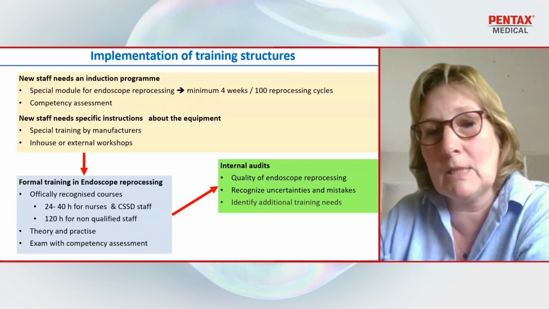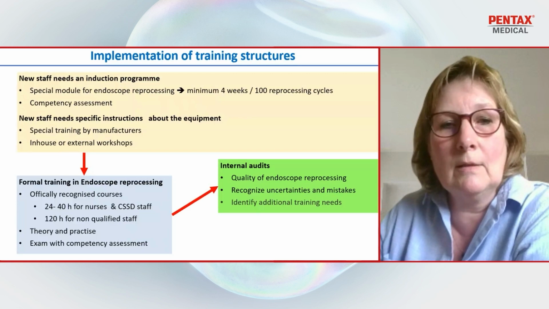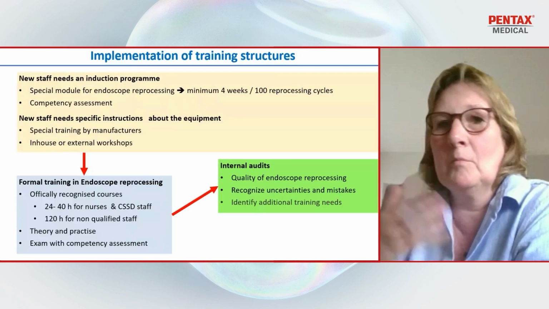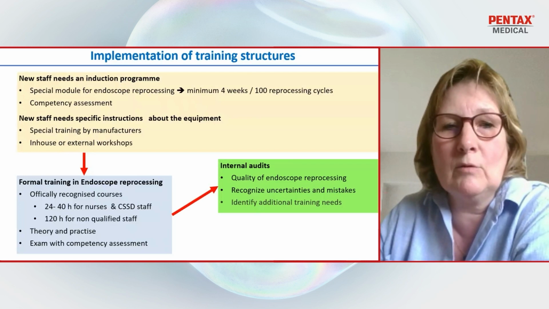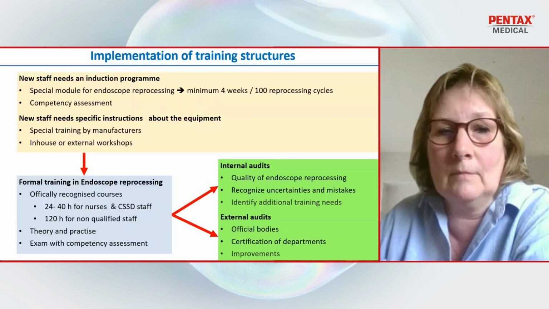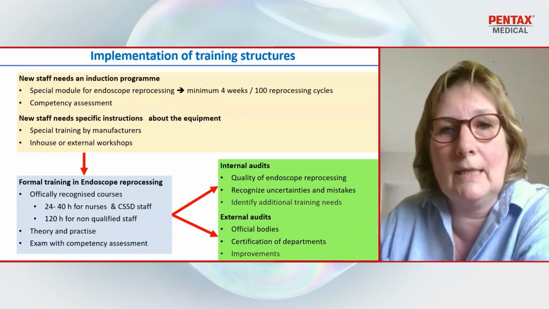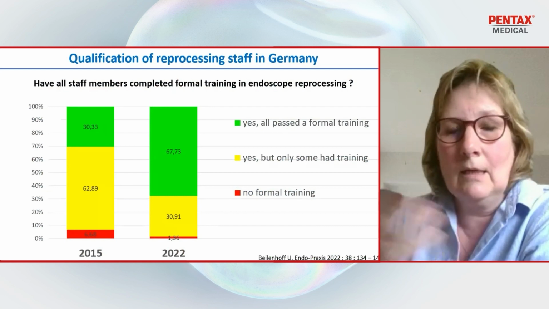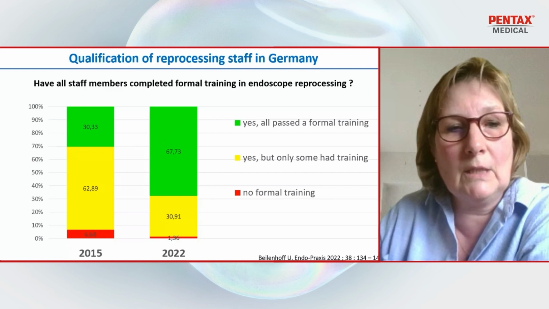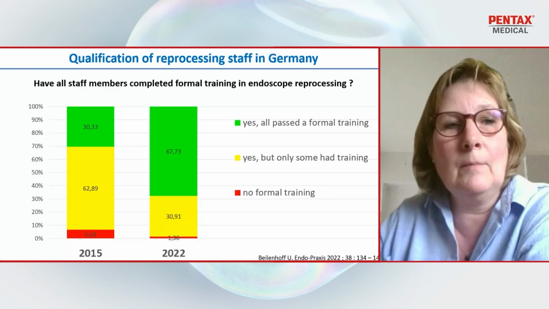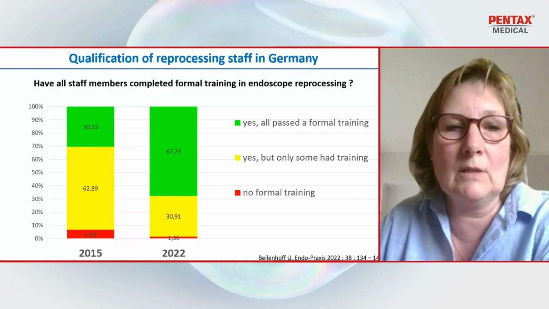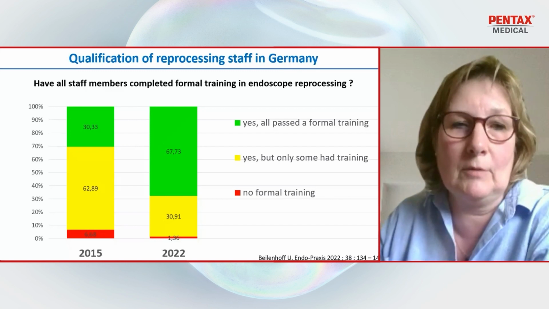And then in the endoscopy unit and in the reprocessing area, as head nurses, we have to control our staff. So there need to be internal audits to ensure the quality of the endoscope reprocessing, but also to recognize uncertainties and mistakes, and to identify additional training needs. And external audits are done by official bodies, and we have the JAG system in the UK, for instance. We have the ISO certification or other certifications. And in Germany, the official bodies also go to endoscopy units and check if the staff is trained. And that is a requirement in Germany. And you see here data from 2015 to 2022 that with these audits, the amount of training really increased. In 2015, only 30% of the departments said, yes, all my staff is trained, while in 2022, nearly 70% of the departments say, yes, we trained all the staff.